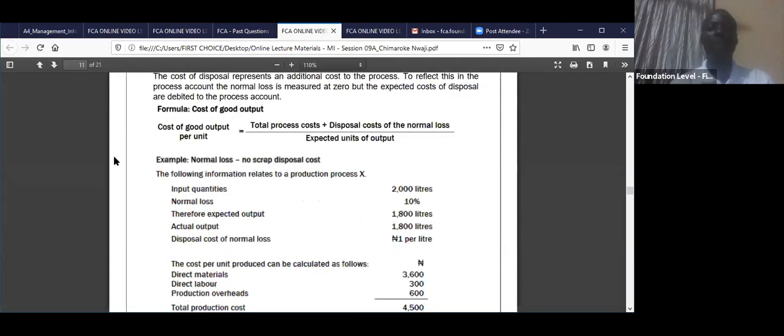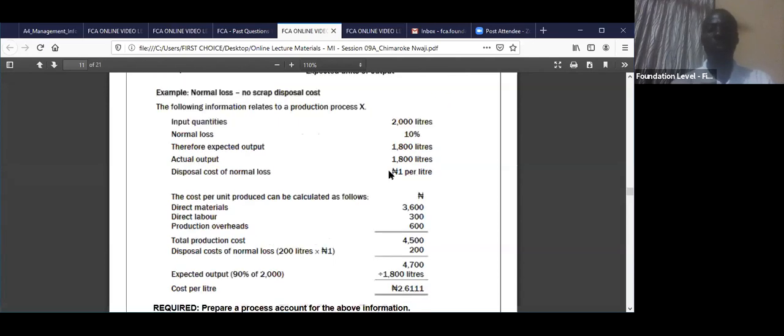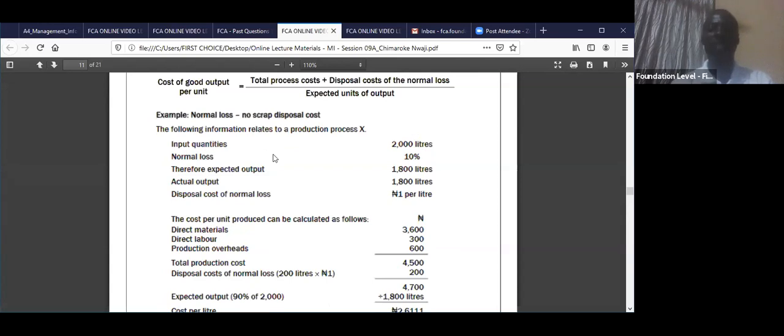So look at the example here: normal loss, no scrap disposal costs. Okay, look at it here now. The same thing we have been doing. 1/8 here is the output expected. Disposal cost of normal loss. That means you are spending 1 naira for every liter that was lost because it is toxic. If you keep them, it's going to be harmful.